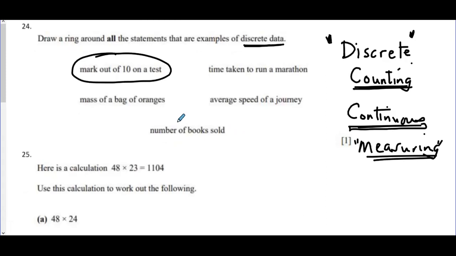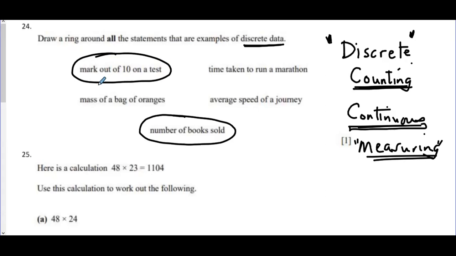You cannot say, wait, I have to go and measure. Rather, you have to go and count. Anything that is associated with counting is discrete, and anything that is associated with measuring is continuous. Let me check quickly.